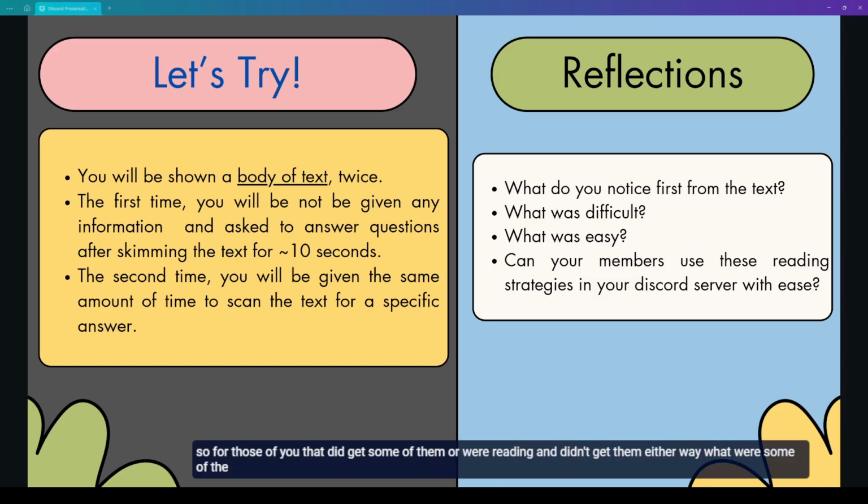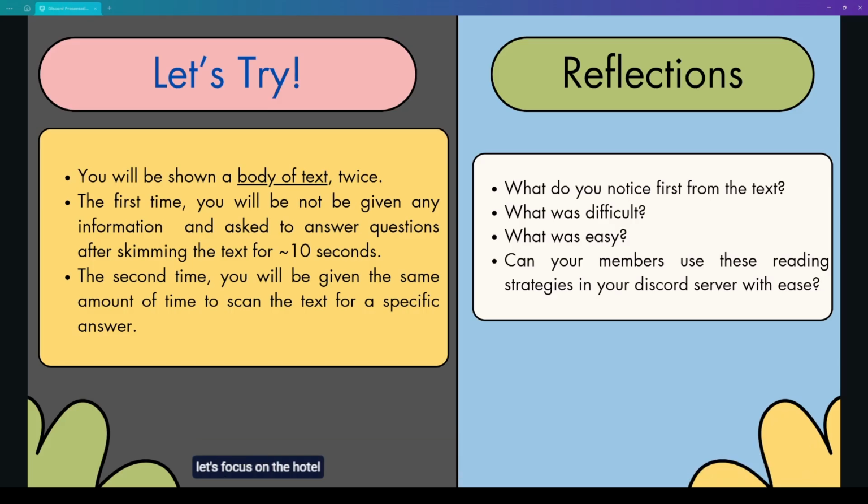For those of you that did get some of them or were reading and didn't get them, either way, what were some of the first things you noticed in the text? I was focused on the hotel. It's an interesting story, right? We all process information differently. But what's true of all of us is that we need minimal brain capacity in a fast-paced world. Yep, things were bolded. Didn't like that. The headings, the bolded text. The bolded distract me from the text. It's true. Okay. Some find it distracting. So what was easy? What was difficult?